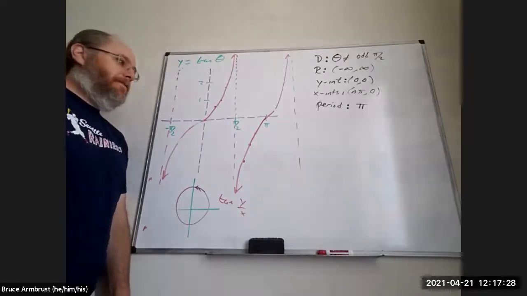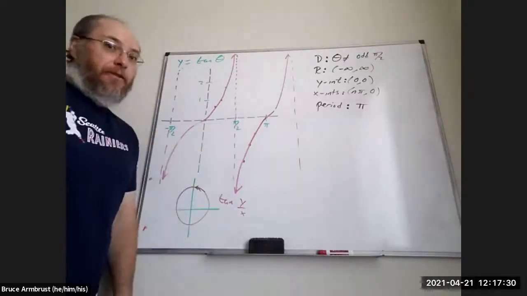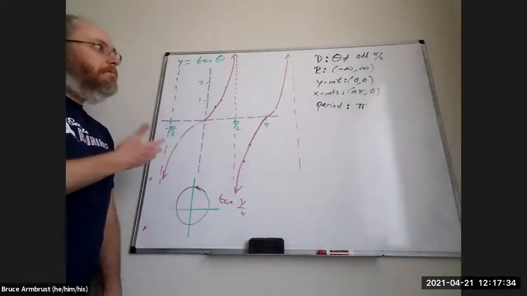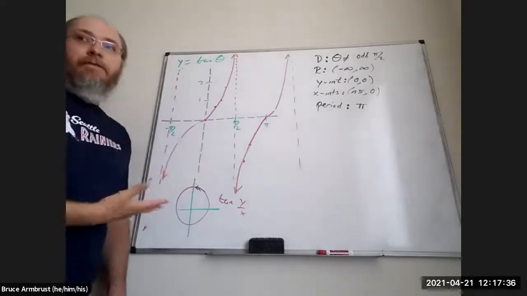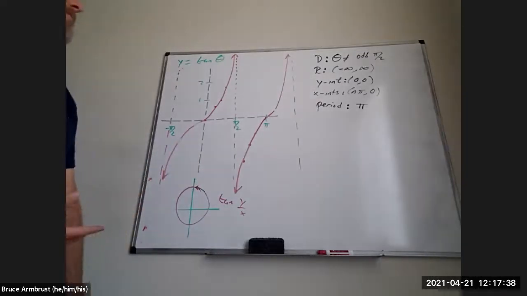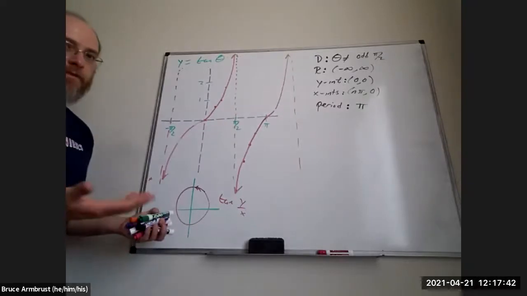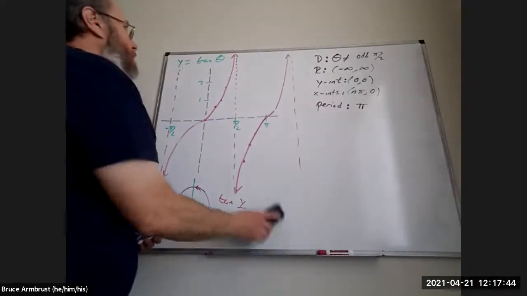There are not a lot of places where you see shapes like this out in the real world. Okay. But there it is, there's the graph of tangent. Okay, well, let's do this. Let's just move to the next guy. What about cotangent?